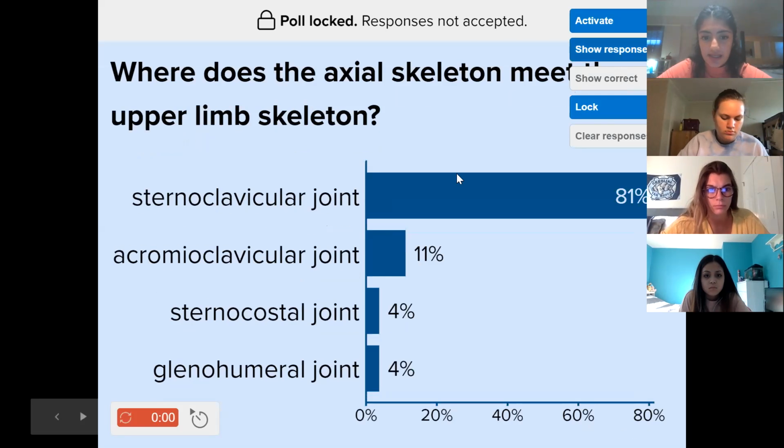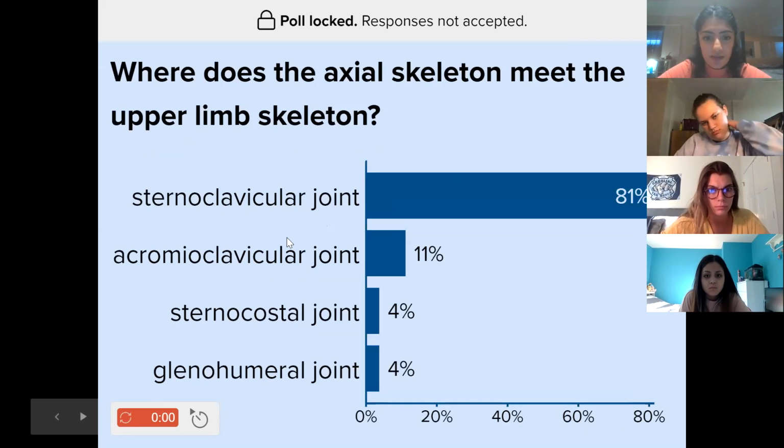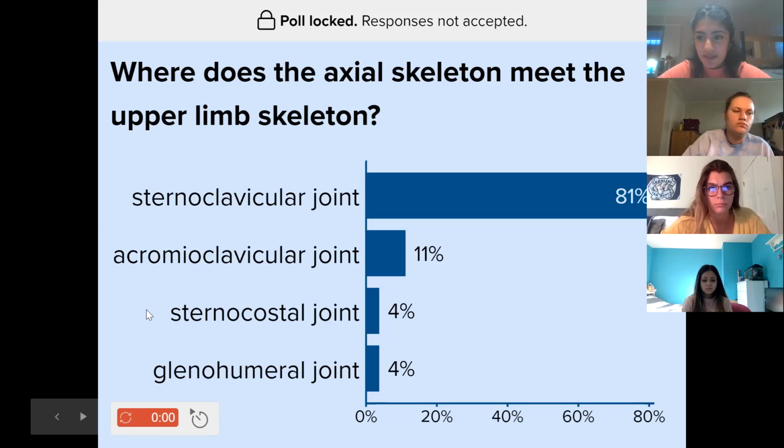So let's see. Where does the axial skeleton meet the upper limb skeleton? Most of us said the sternoclavicular joint, and that is exactly correct. So you'll probably see the acromioclavicular joint very soon. Sternocostal joints, does everyone know what the sternocostal joints are? Maybe if you don't remember it exactly, can anyone break it down and decipher what the sternocostal joint might be? Is it where the ribs meet?